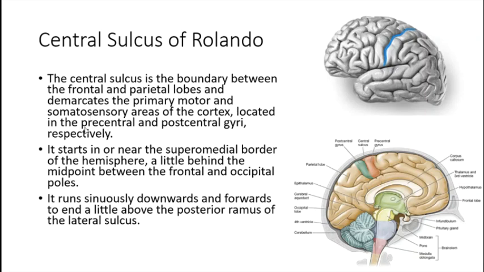It is located between the precentral and the postcentral gyri. Obviously the gyri have been named as per the sulcus. So if this is the central sulcus, then you have a precentral gyrus and a postcentral gyrus. Now the endpoints. It starts in or near the superomedial border of the hemisphere, a little behind the midpoint between the frontal and the occipital poles.